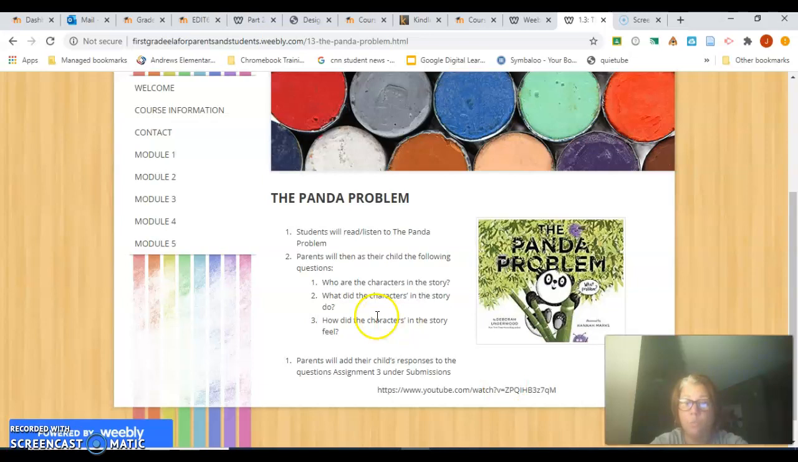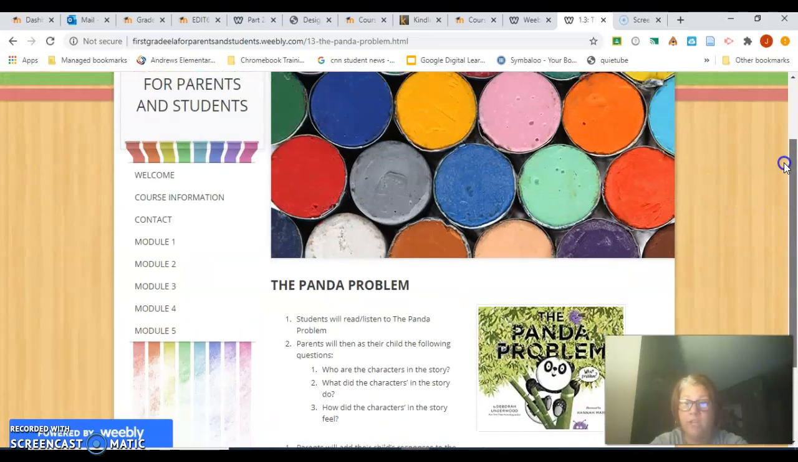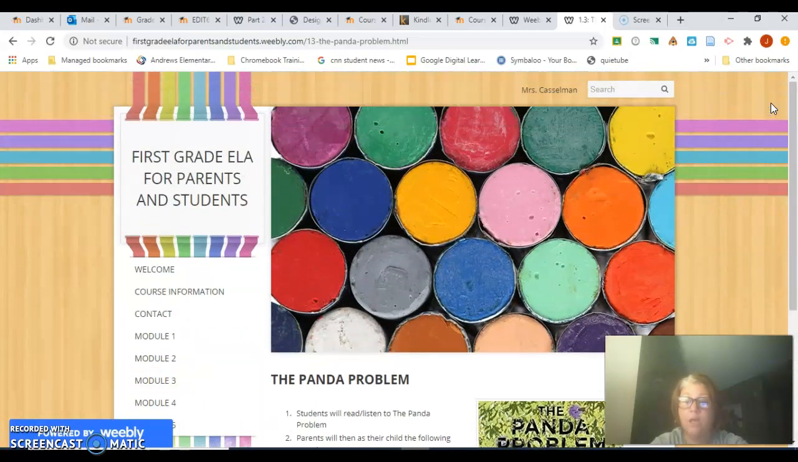Again, this is just one way that Weebly for Education could be used, and in this instance it is as a guide for parents to work with their students.